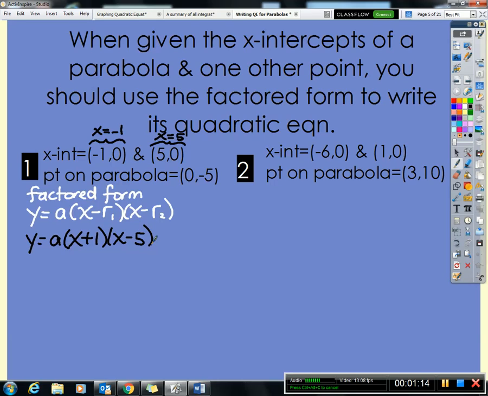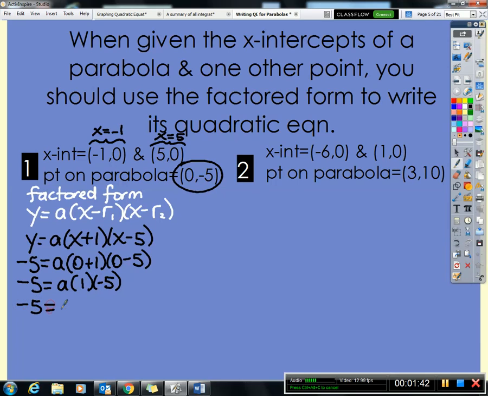Now, the problem like you had last time is that you're missing the a value. That's where this extra point comes in. It helps you find the a value. So plug negative 5 in for y. We don't know a. 0 is what you should plug in for x. And then let's simplify. So I've got negative 5 equals a times 1 times negative 5. Cleaning up, that gives me negative 5 equals negative 5a. Oh, just divide by negative 5 and get a equals 1.